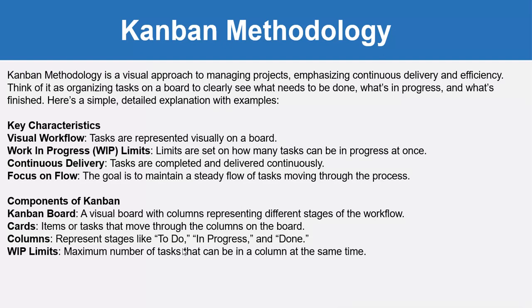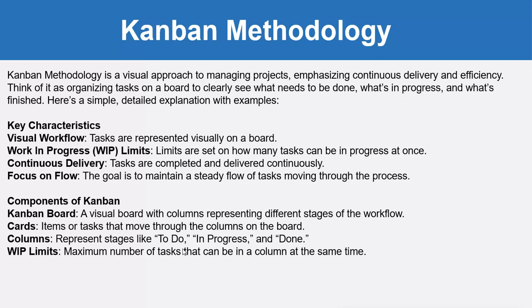The key characteristics of Kanban are visual workflow, which means tasks are displayed visually on a board. Work in progress limits means that limits are set on how many tasks can be in progress at once. Continuous delivery means tasks are completed and delivered continuously, and focus on flow means that the goal is to maintain a steady flow of tasks without moving tasks from one process to another.